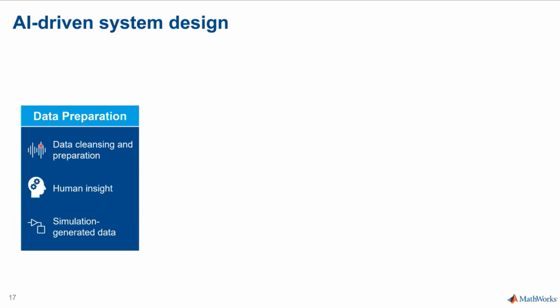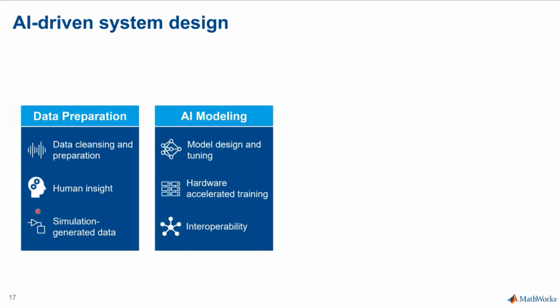This is done with human insight. So this is with your knowledge about your data. Or it could also be simulation generated data, as we have seen. Then the second step is AI modeling. So that means you train your model. And usually you don't do it only once, you try it different times with different setups, different networks. You vary the hyperparameters that you need to train. And you use hardware accelerated training for that. You might use interoperability, or we'll see that in a minute.